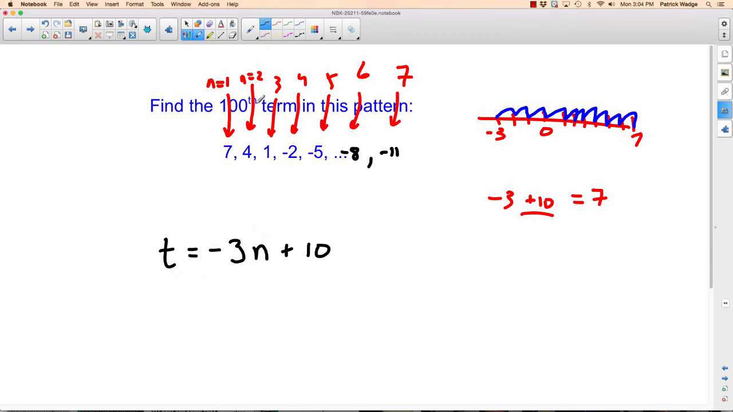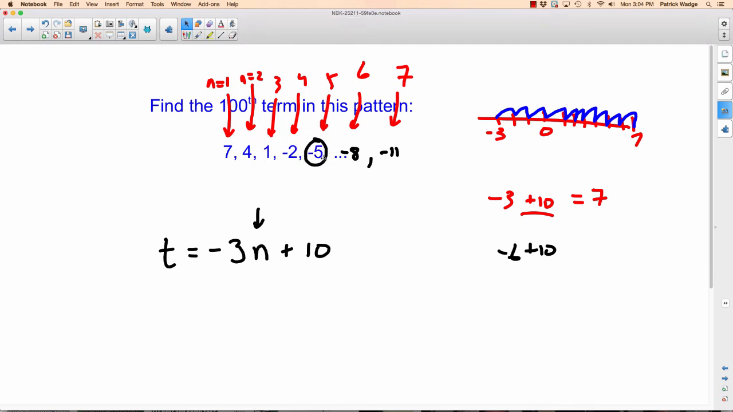So let's try this one right here. This is the second term. We would plug 2 right in here and see what happens. Negative 3 times 2 is negative 6. And if I add on my 10, negative 6 plus 10 is 4. Yes, got it.